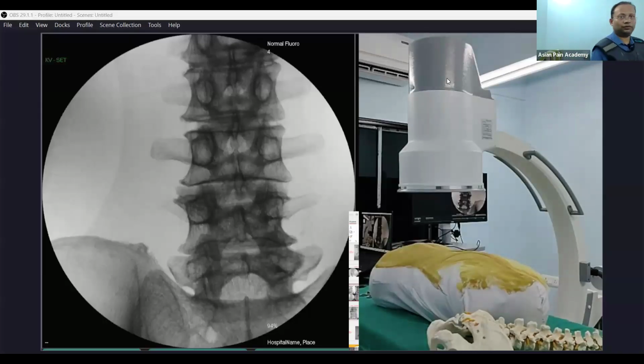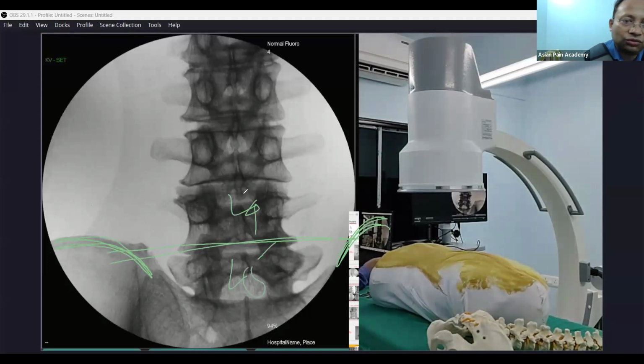So let us see. Same thing as earlier. First step, to see the levels. Second step is to see whether the right side is at the right side and the left side is at the left side or not. This is the AP view. How do we do the leveling? This part is the iliac crest. If the iliac crest is at this level, between the two iliac crests it is going between L4 and L5.